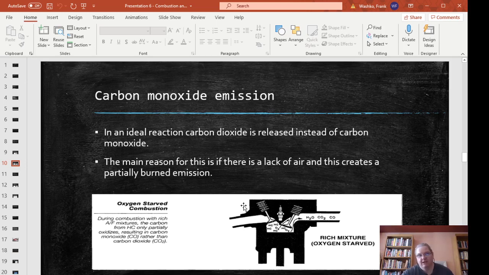And the ideal reaction puts out carbon dioxide, which nowadays is considered a really bad emissions product, and it's controlled. 10 or 20 years ago, it was considered a win to not have any carbon monoxide. Carbon monoxide was the bad thing and carbon dioxide was the good thing, because it meant that we were just getting carbon dioxide and water.